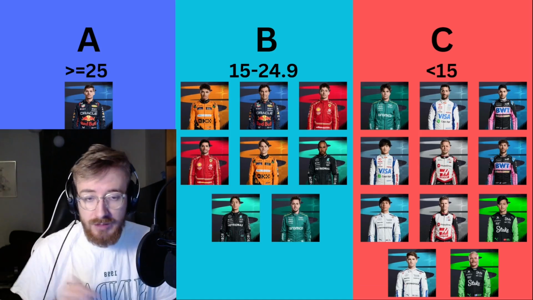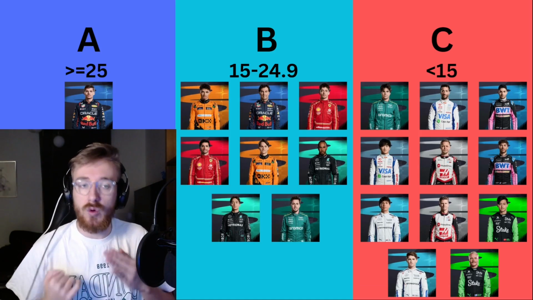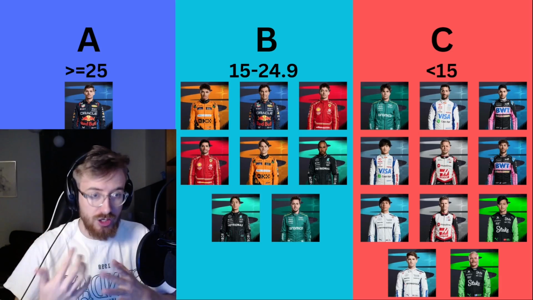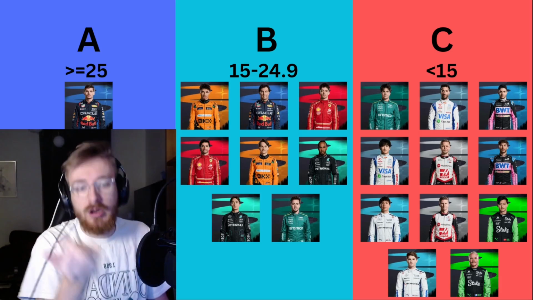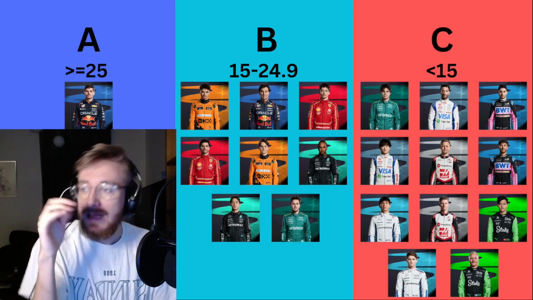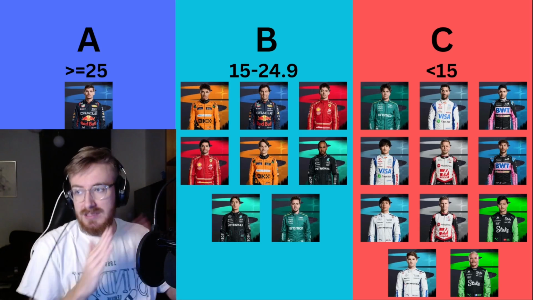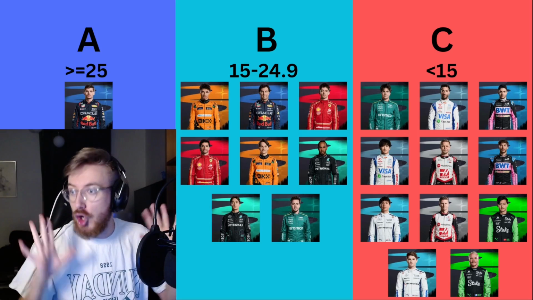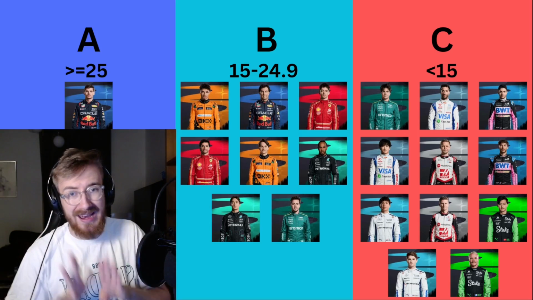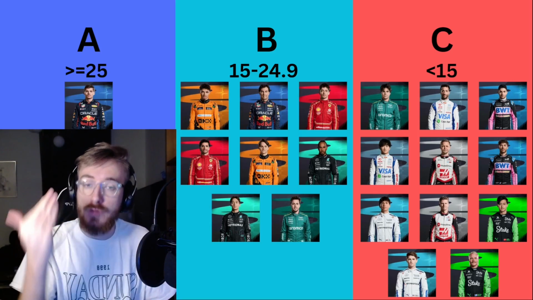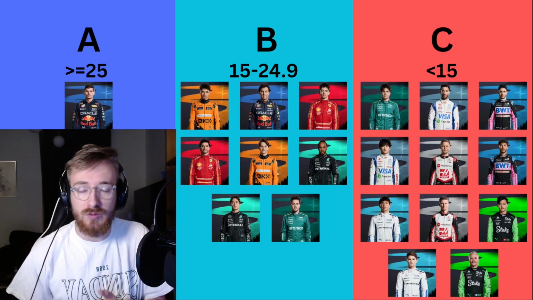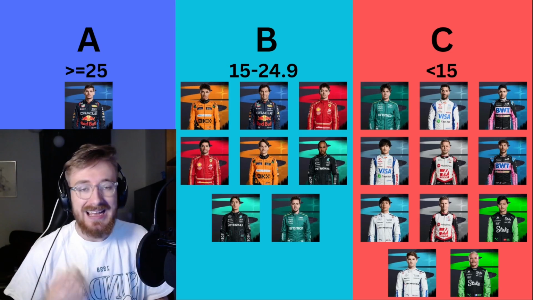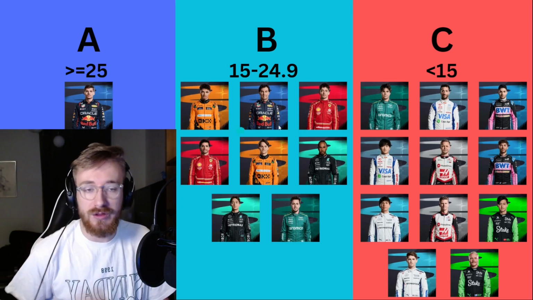And I say current because if a driver were to increase or decrease in price by such an amount that they switch tiers, such as, I don't know, Fernando Alonso going below 15 million, Fernando Alonso would then be in the C tier. So these are just the current tiers, what they are looking like when I record this. But if you're watching this in the future, just look at what a driver's current price is when you're deciding whether to buy them or not, and see which tier they fall into.